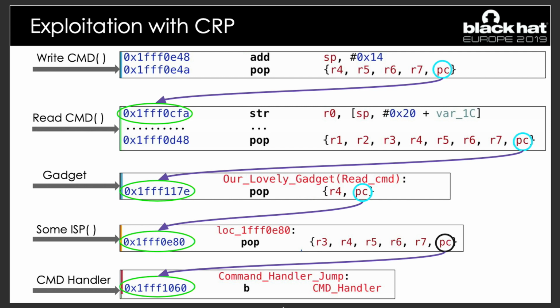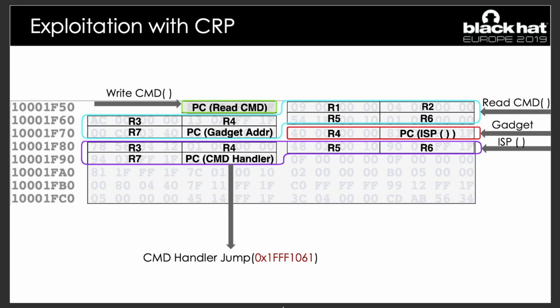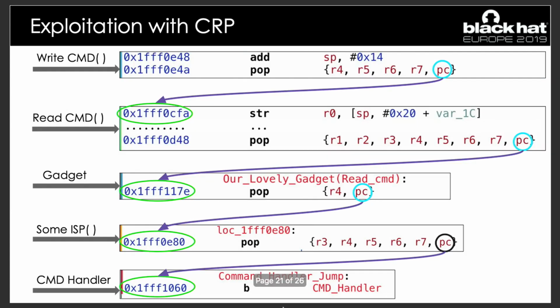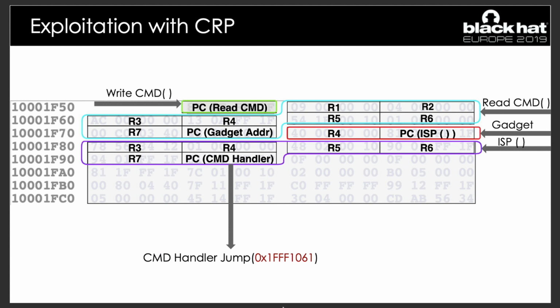And we found that this 1060 has a branch and will jump eventually to the command handler. So basically, we overwrote 3 PCs. And here's another representation of the attack. So these 2 slides are really very connected together.